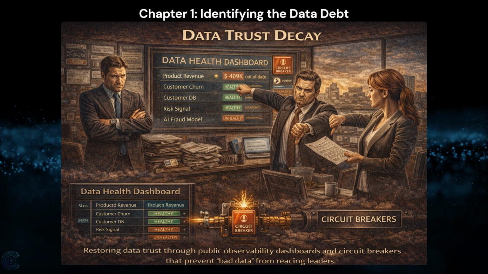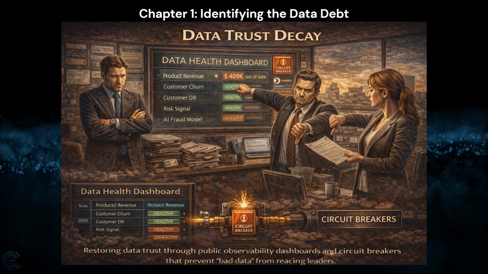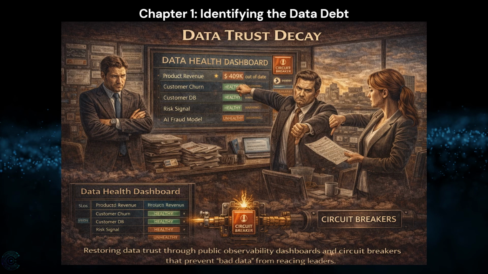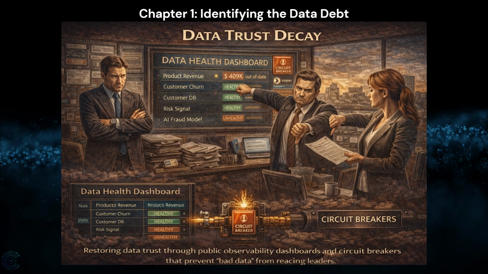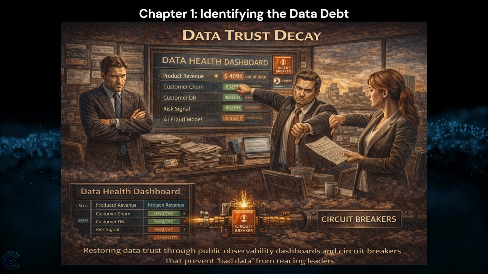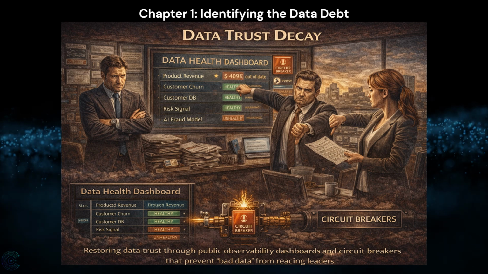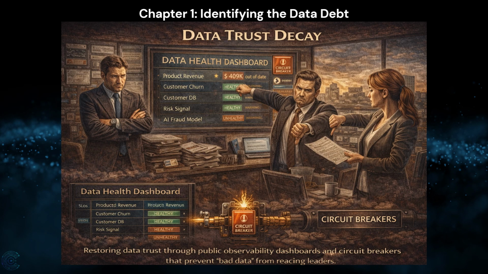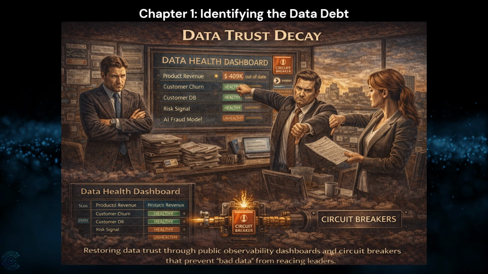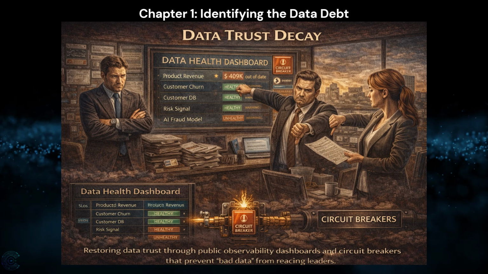Data trust decay. Problem: cultural rejection of data systems due to perceived unreliability. Situation: after 3 high-profile dashboard failures, executive leadership reverts to gut feeling in Excel spreadsheets, ignoring the $50 million data platform. Task: restore and maintain data trust through observability.